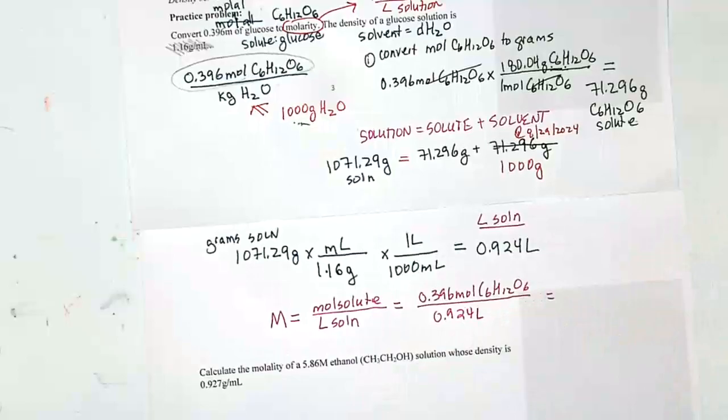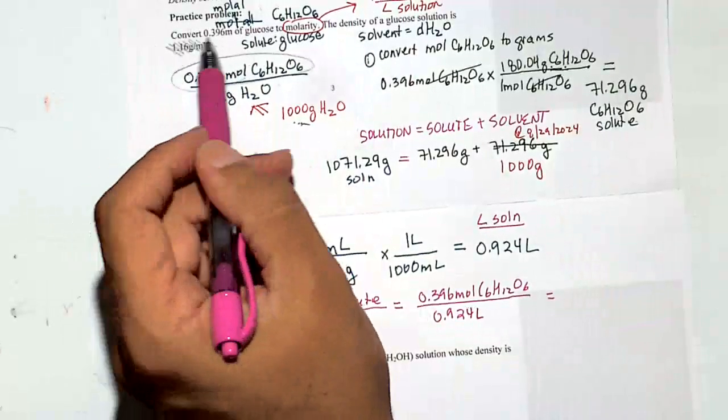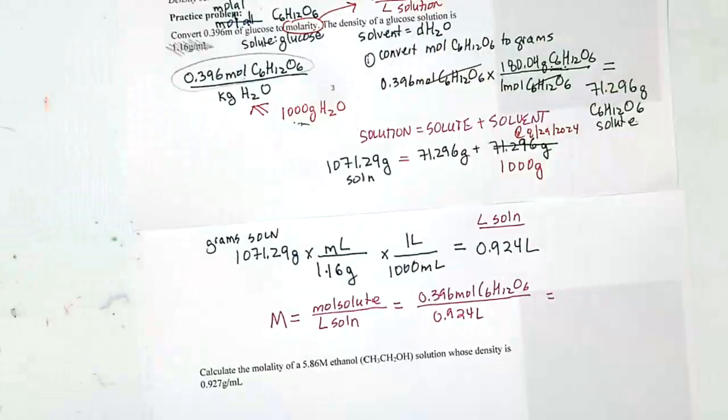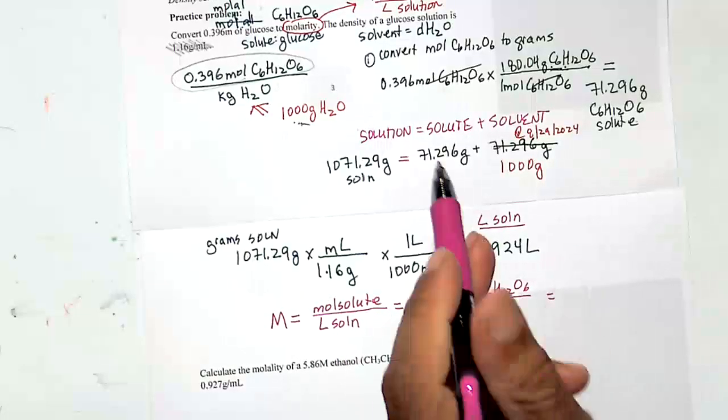Wait, I'm confused. Where did we get the grams of solution? That's our second density equation. The density, 1.1 grams per mil. Where did we get the 1?